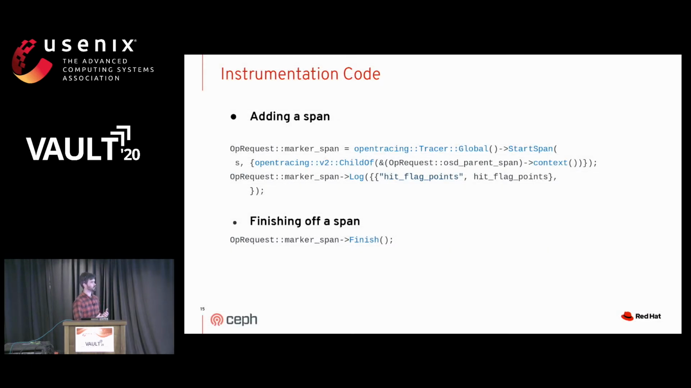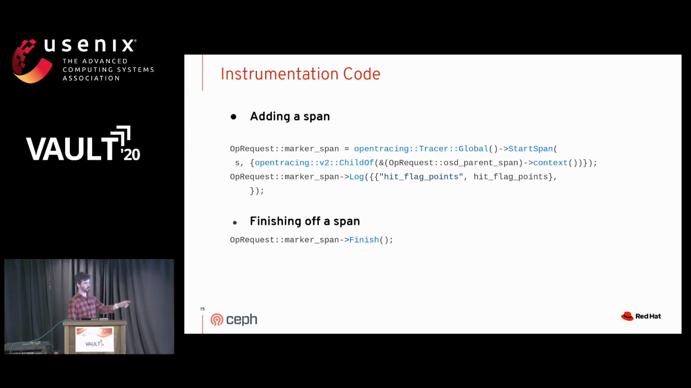For actually adding a span, in this case, we are creating a span under the overall OSD request processing span that marks a particular flag point span. This is a thing that already exists in Ceph. If you do a Ceph dump historic OSD ops, you'll see these JSON dumps of ops and timestamps at which different events have happened for each op.